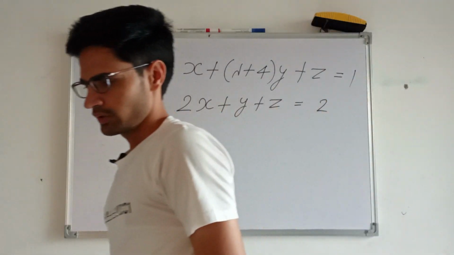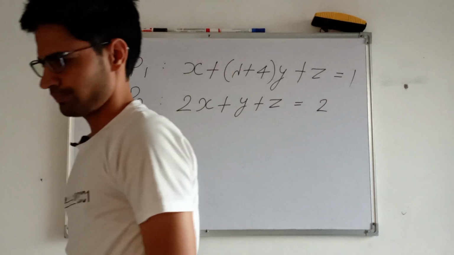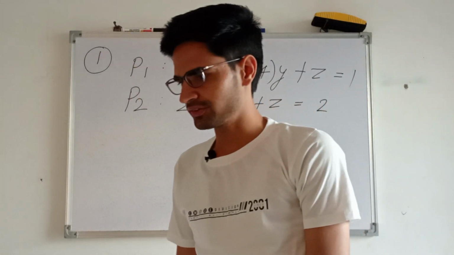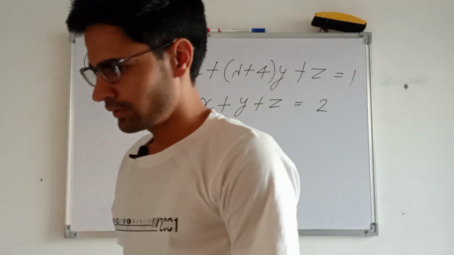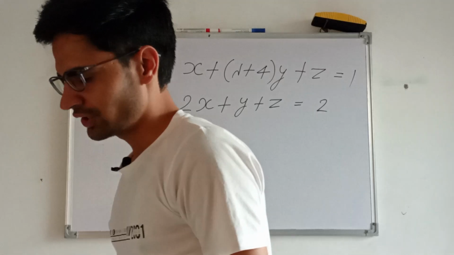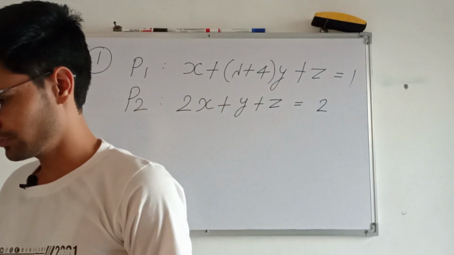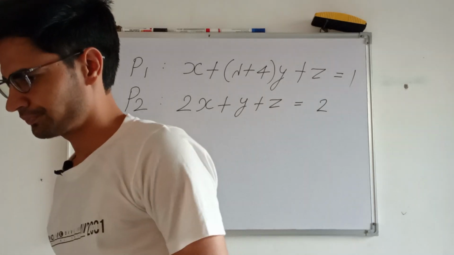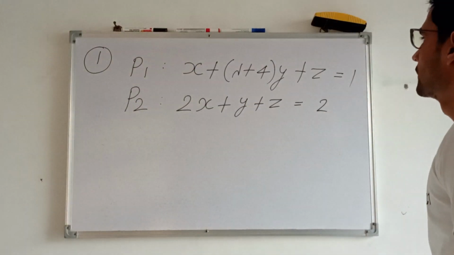Now there is another plane P3 which contains the line of intersection of these two planes and passes through two given points. Then we need to find the distance of a point, which is in terms of lambda, from P2. So these are two planes.